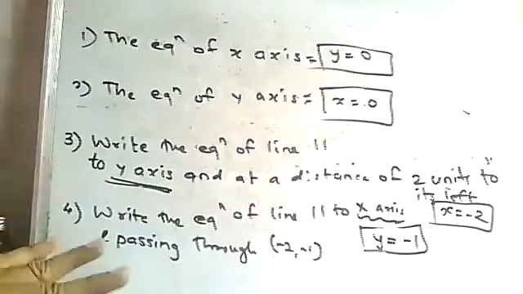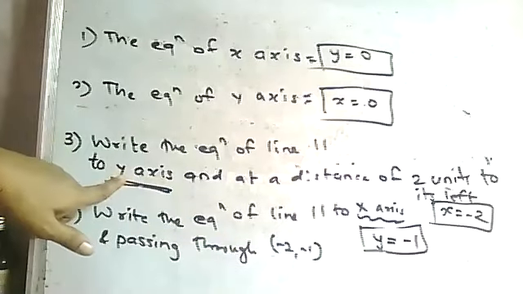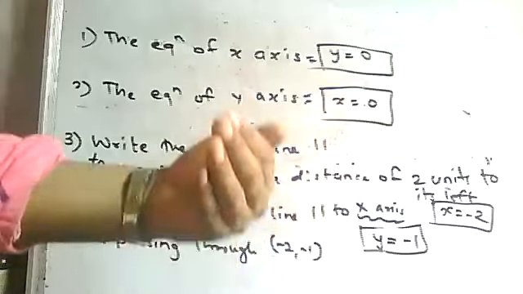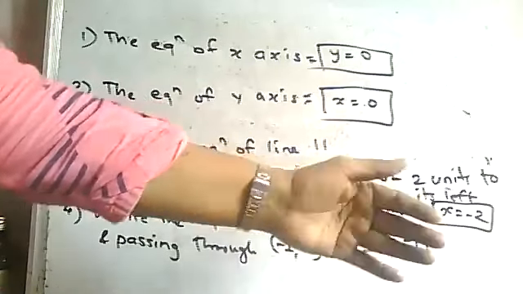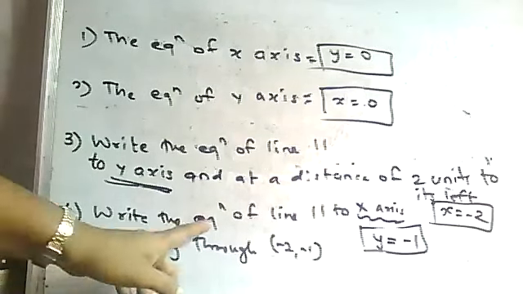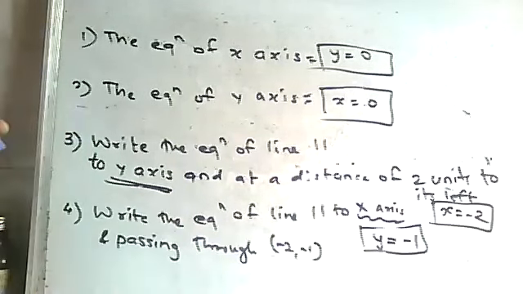So you have to stick to that: it is parallel to y, so x is equal to something will come. For that something, look at the hint: distance of 2 units to its left. On the left side, you know all negative coordinates are there. X is equal to minus 2. Write the equation of line parallel to x-axis.